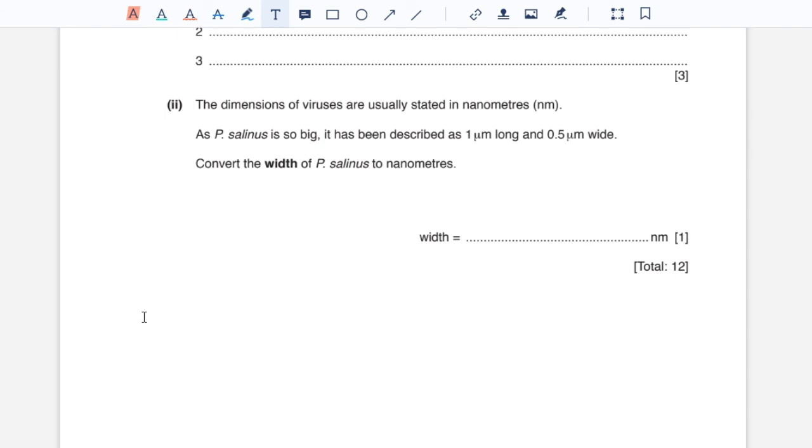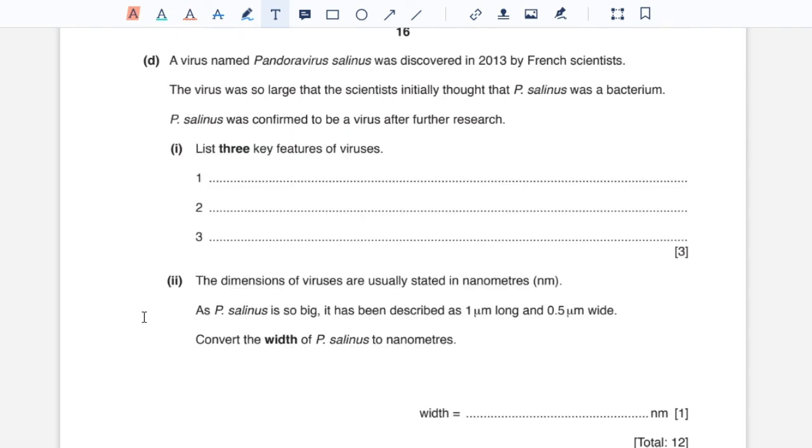d. A virus named Pandoravirus salinus was discovered in 2013 by French scientists. The virus was so large that the scientists initially thought that P. salinus was a bacterium. P. salinus was confirmed to be a virus after further research. 1. List key features of viruses. So viruses have a protein coat, DNA or RNA, and they do not have any characteristic features of living organisms like growth, sensitivity, reproduction, movement, etc.